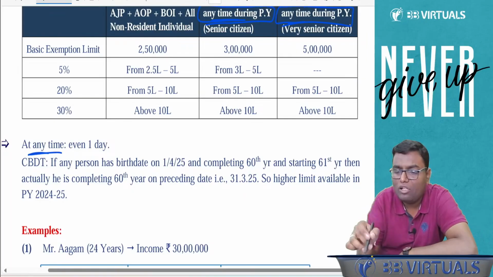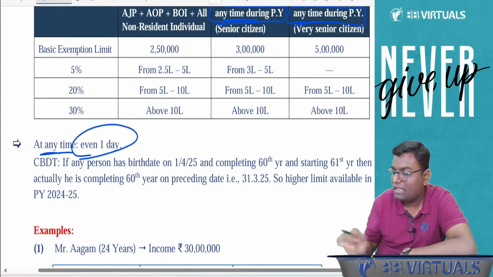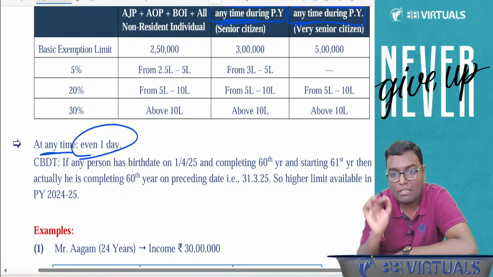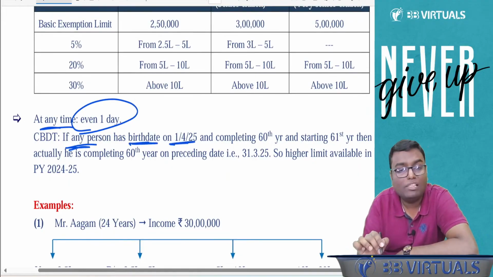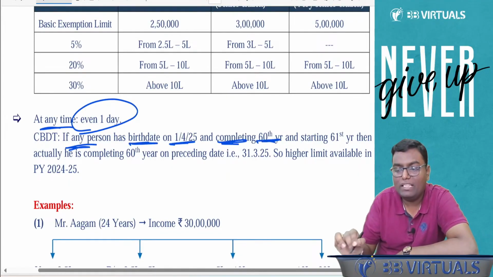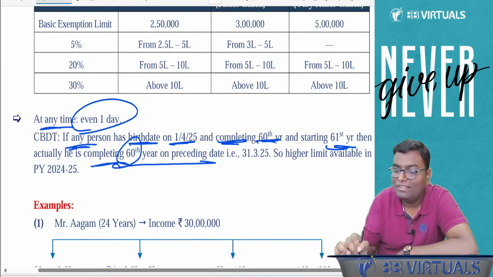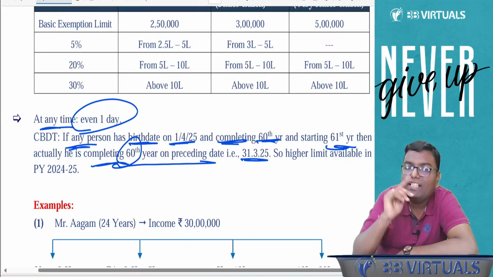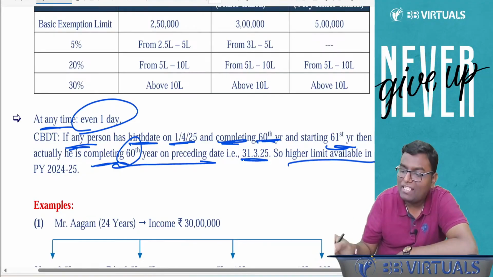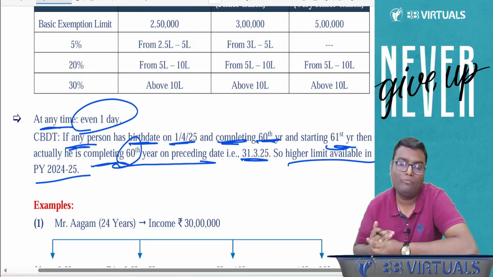What is the exact meaning of "at any time during the previous year"? Even for one day also. So that is the circular of CBDT. CBDT has given this circular. If any person has birth date on 1st April 25, completing 60th year, starting 61st year, then actually he is completing 60th year on the preceding date. That is 31st March 25, which is covered by which financial year? 24-25. And hence higher basic exemption limit is available for previous year 24-25 also.